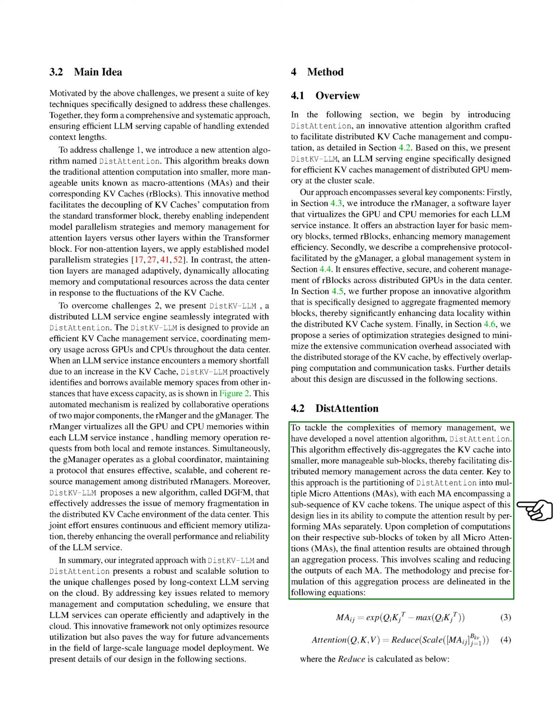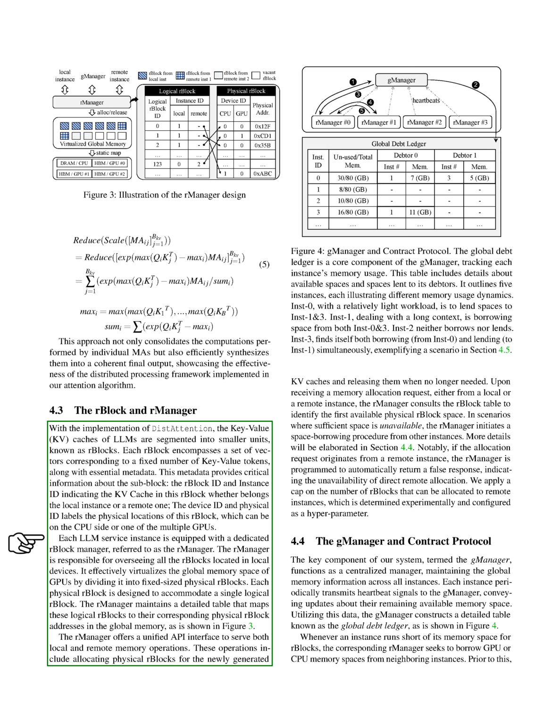output. With the implementation of DistAttention, the key value, KV, caches of LLMs are segmented into smaller units, known as rBlocks. Each rBlock contains a set of vectors corresponding to a fixed number of key value tokens, along with essential metadata. This metadata provides critical information about the subblock, such as the rBlock ID and instance ID, the device ID, and physical ID.